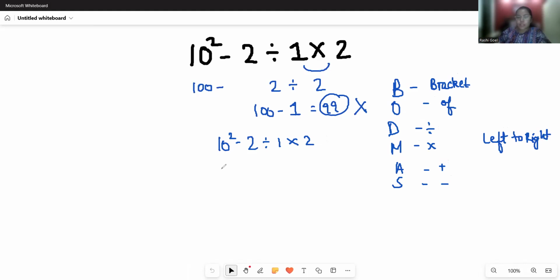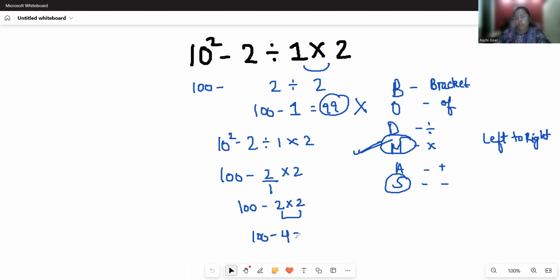So exponent: 10 square is 100 minus 2 divided by 1 times 2. 2 divided by 1 is 2, times 2. Now we have two operations, that is subtraction and multiplication. So we have to give priority to multiplication. So 100 minus 4, that is 96. So what is the correct answer? 96, not 99. I hope it's clear and you find it useful.